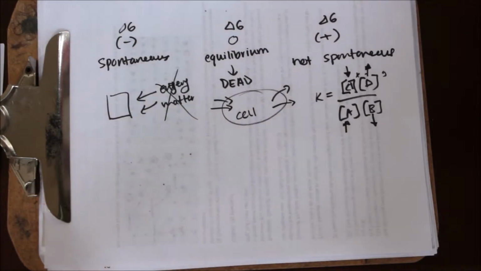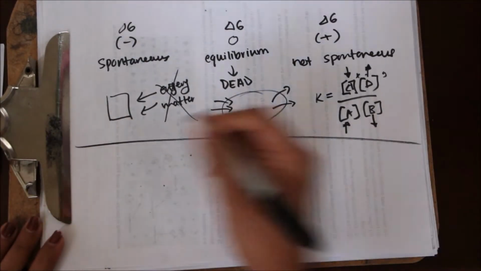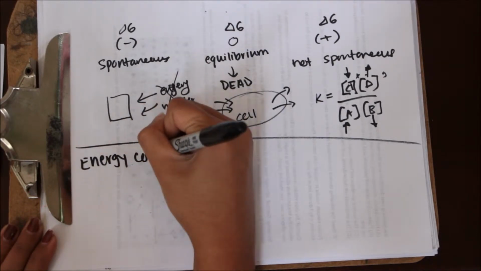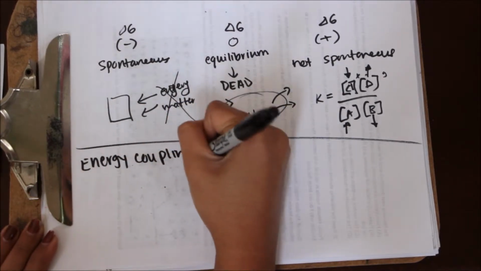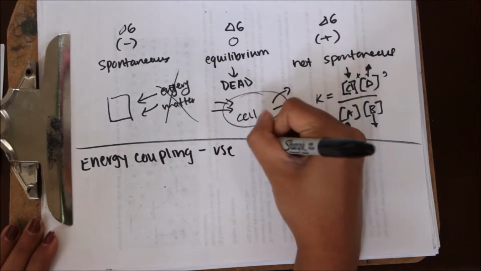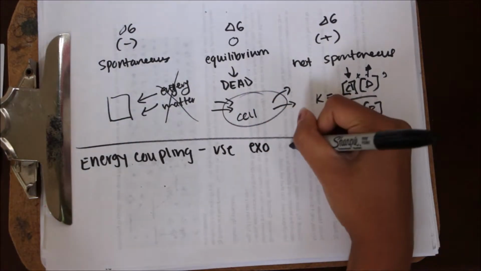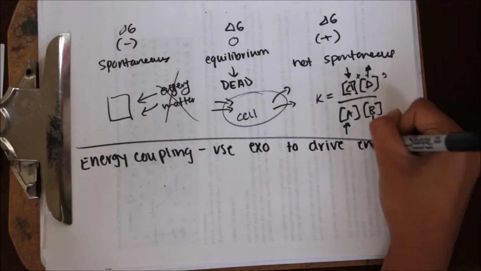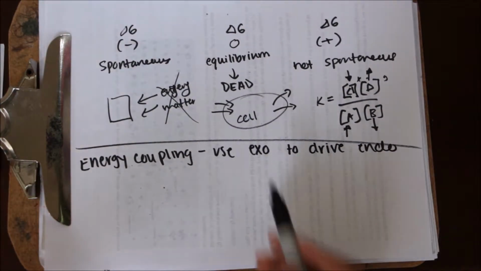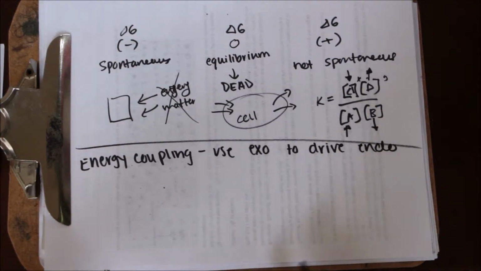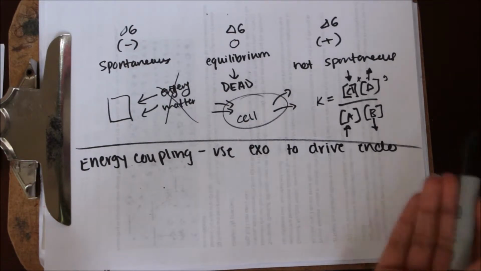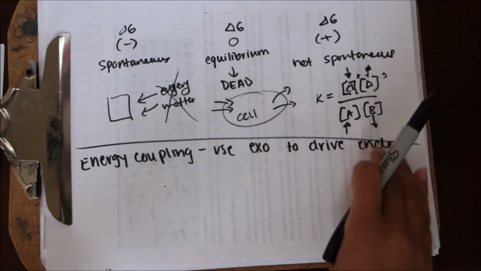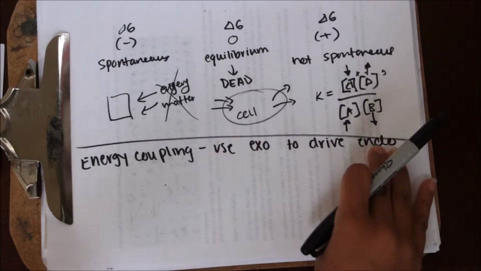So now we're going to look at energy coupling. Energy coupling is when you use exothermic reactions to drive an endothermic reaction. With exothermic, you're losing energy, it's thermodynamically favorable, and with endo, you need energy. So the energy that's lost in an exothermic reaction can be used to fuel the endothermic reaction.